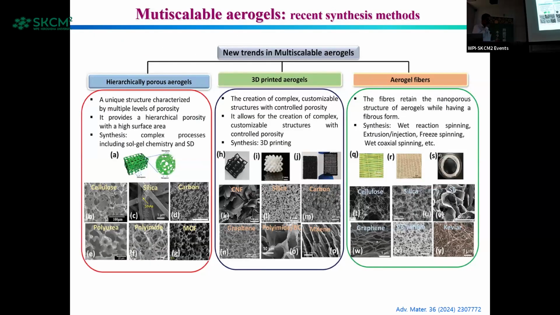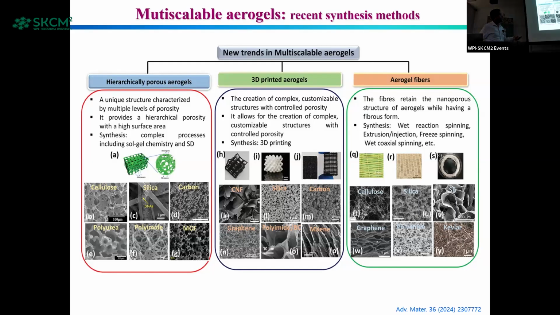Yeah, so there are some recent trends I want to share briefly. This we did in our review in Advanced Materials, which we published. You can see there are different methods we can use to synthesize the aerogel. One can synthesize a hierarchically porous aerogel, 3D printed aerogel, and aerogel fibers. So in all, you can see the same materials but different structures. This is the beauty of aerogel work. You can synthesize any type of morphology in the aerogel with any kind of network.